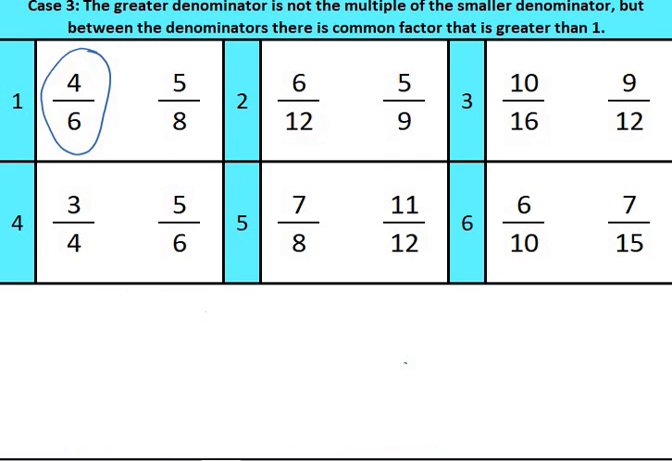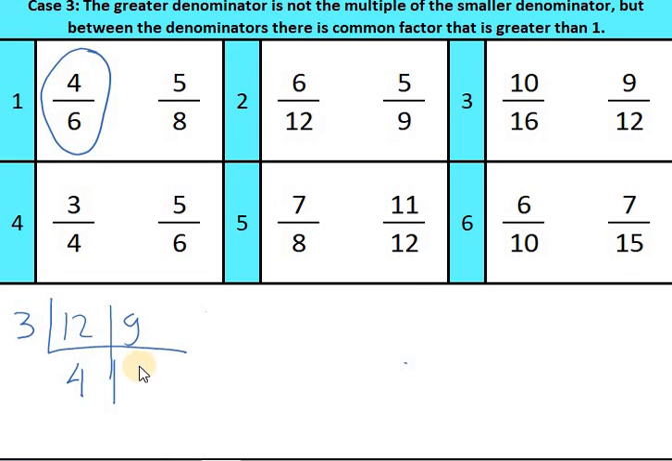Now let me show you number 2. We have 16 and 12. I think if I just use my memory, I know the common factor between 12 and 9 is 3. So we write down again the denominators that we have, 12 and 9, and then we write down the common factor, which is 3. Then 12 divided by 3, the result is 4.